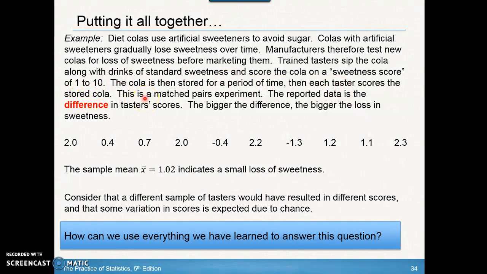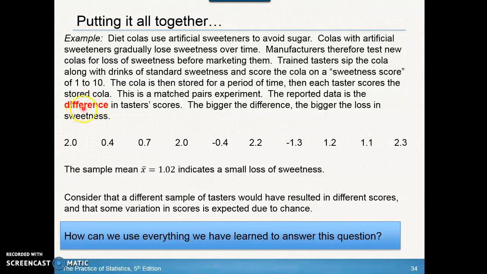This is a matched pairs experiment. The reason it's matched pairs, remember, is because you have a cola, you taste it, give it a sweetness score of 1 to 10, say we give it a sweetness score of 8, put it in a refrigerator, and we taste the same exact cola after a certain amount of time and give it another sweetness score, say, 8 or whatever. So it's matched pairs because I'm tasting the same cola twice and giving it 2 different scores. The bigger the difference, the bigger the loss in sweetness.